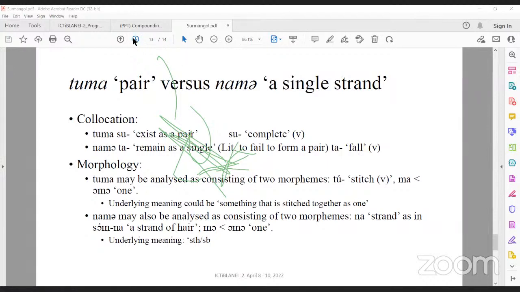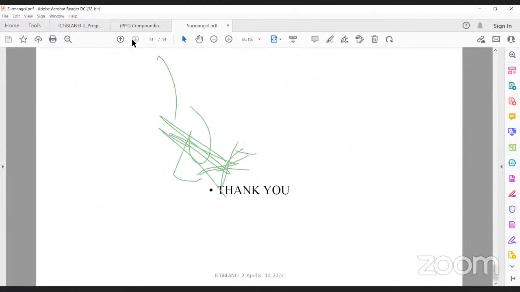So here I have, sorry for the incompleteness of this. The underlying meaning could be more or less that nama is when you have one item that fails to make a pair. Well, with this presentation, I wind up. Thank you. Thank you so much for this very detailed presentation. Now the paper is open for discussion.